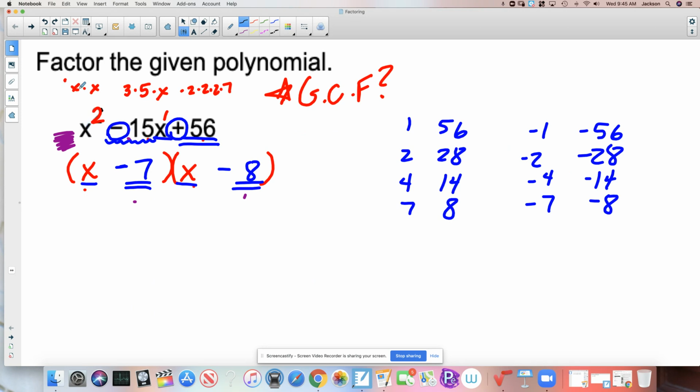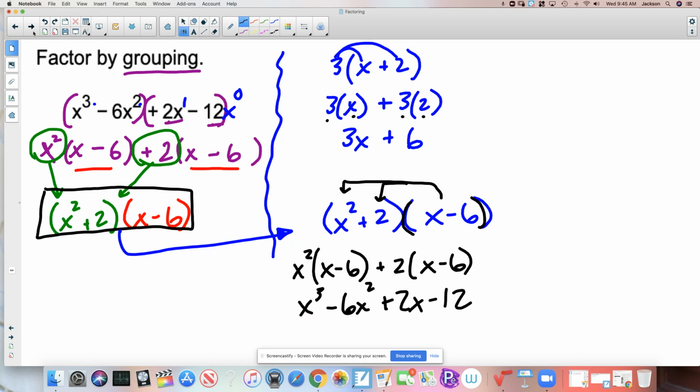Same thing here. x squared is x and x. 15 is 3 times 5 times x. 56 is 8 times 7, and 8 is 2 times 2 times 2. We want to break down the numbers as far as we can when we're looking for the greatest common factor, to do that prime factorization.